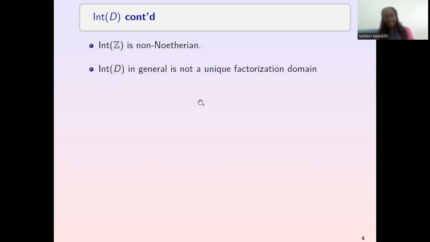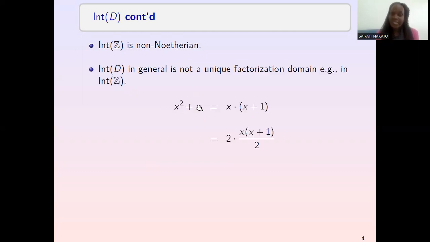But now, for this particular talk, we are focusing on the fact that Int(D), in general, is not a unique factorization domain. So we have non-uniqueness of factorizations into elements. A quick one in Int(Z) is this polynomial. As innocent as it is, yes, we expect it to factor as x times x plus 1. But it also has another factorization.